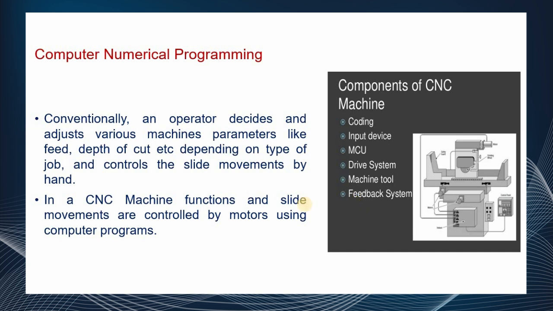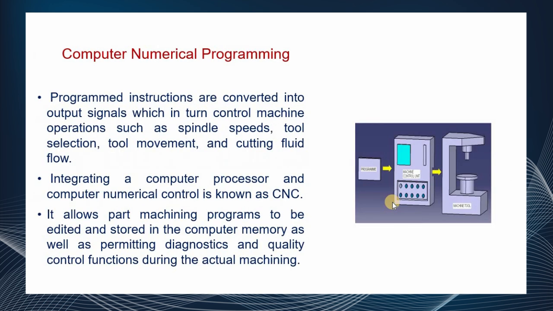The main components of CNC machines are coding, part programming, input devices, machine control unit, drive system, machine tool, and feedback system. The programmed instructions are converted into output signals, which in turn control machine operations such as spindle speeds, tool selection, tool movement, and cutting fluid flow.